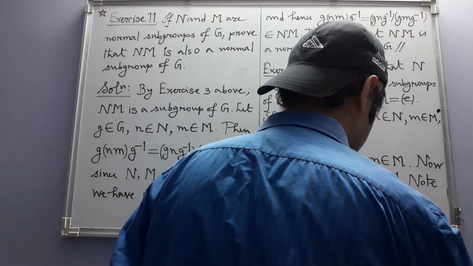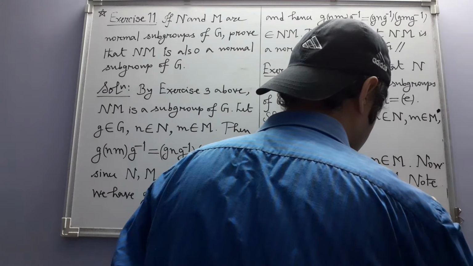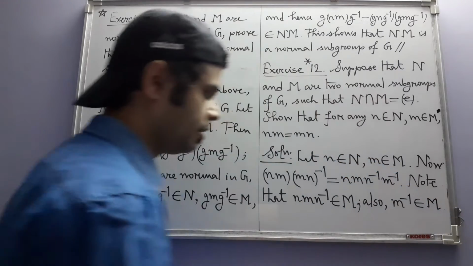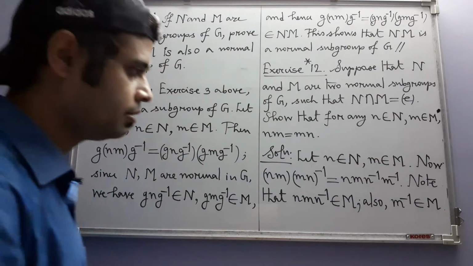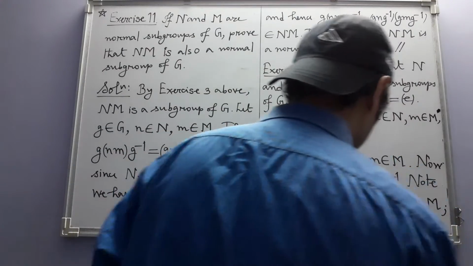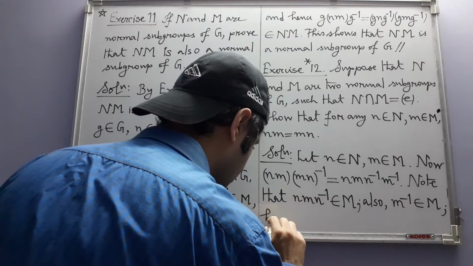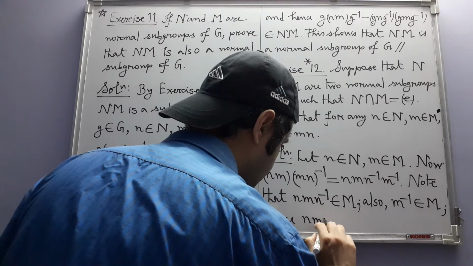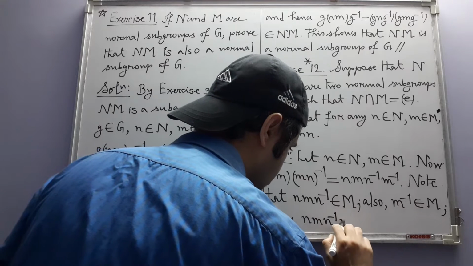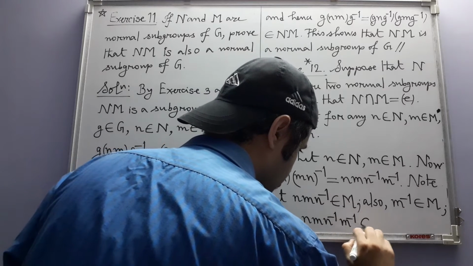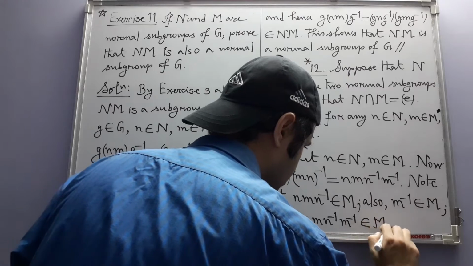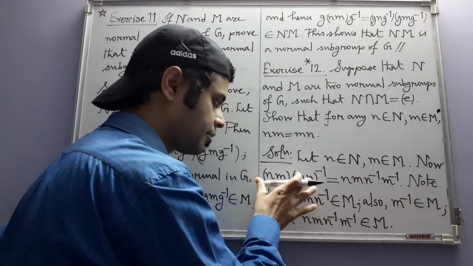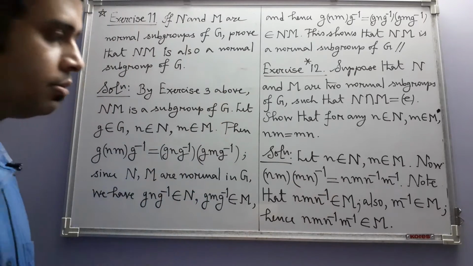Also, m inverse belongs to M clearly. Since m is in M, its inverse will also be in M. Hence, their product will belong to M. That means this product belongs to M.